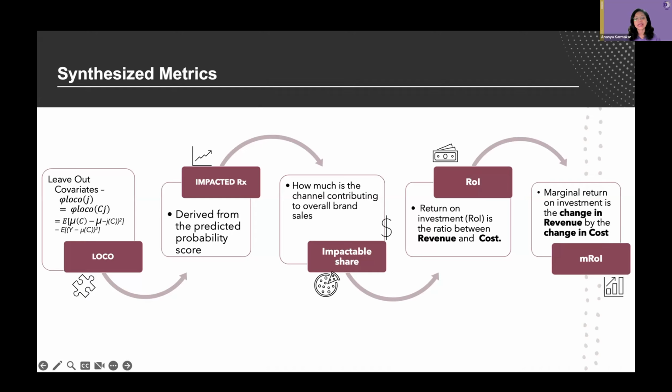So these are the key metrics that go as part of the executive dashboard for our stakeholders and business leads.